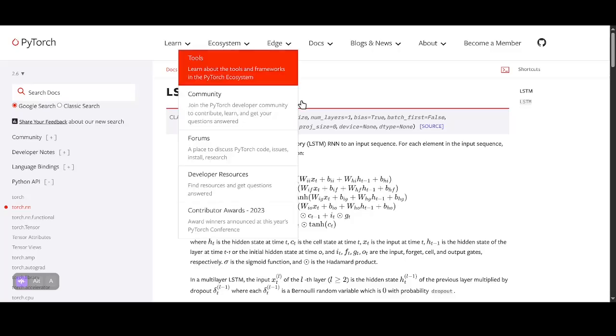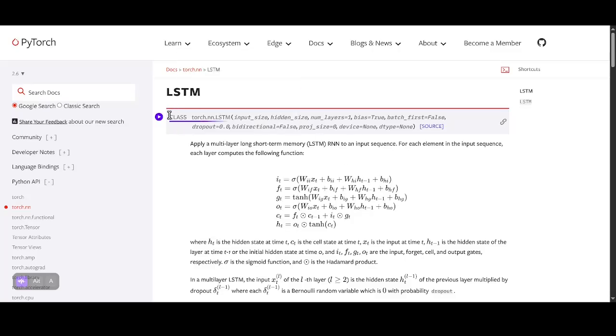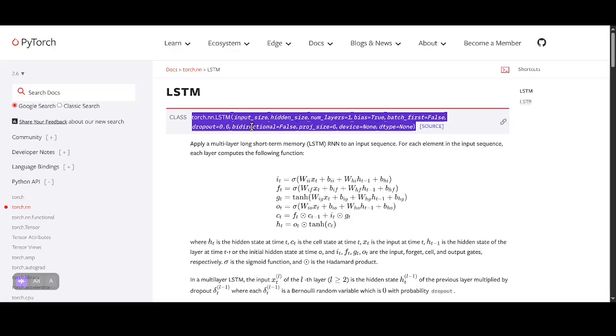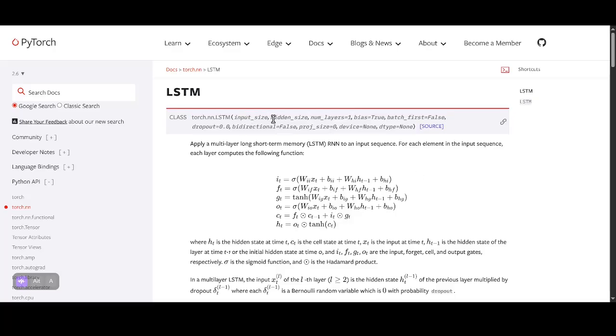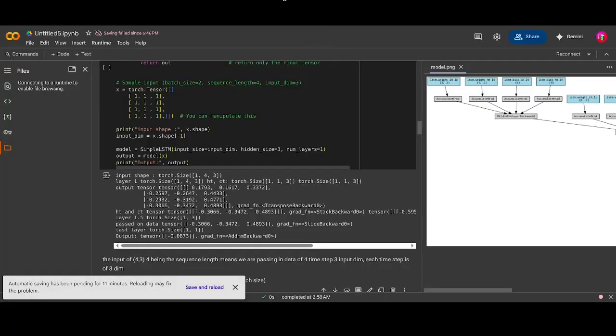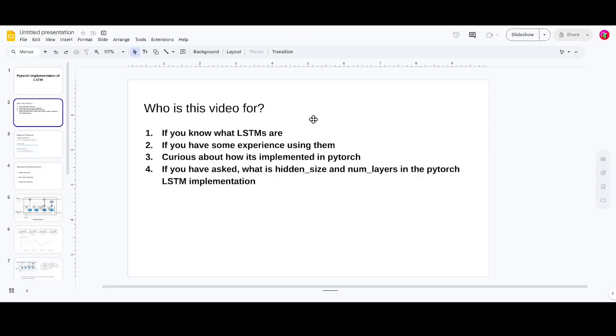Because if you look at the PyTorch implementation, this is the implementation, and you can see there's input size, hidden size. What do these things mean actually? And that's what I'm going to discuss in this video.